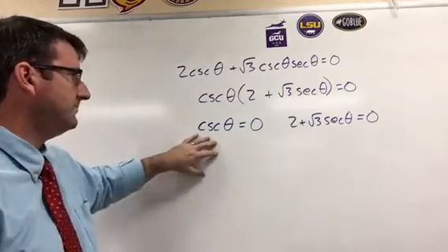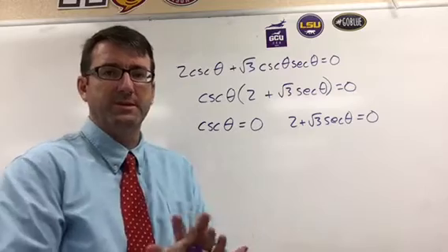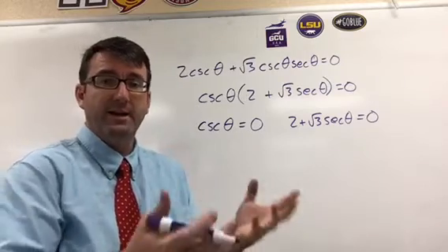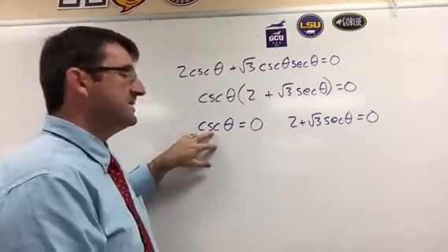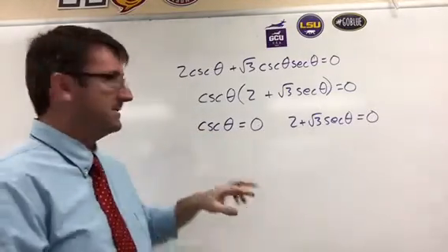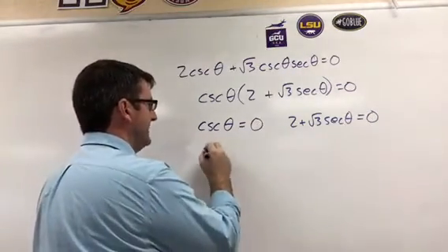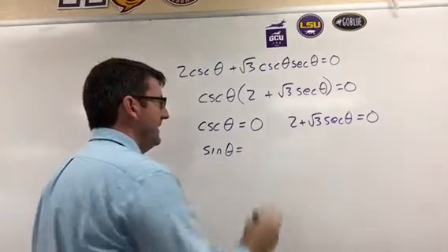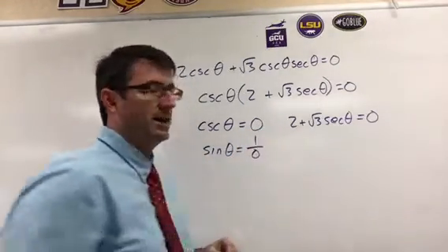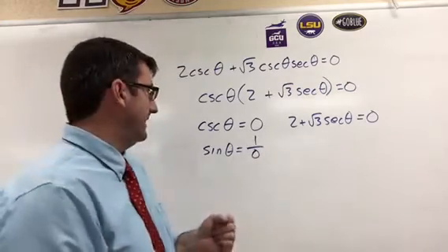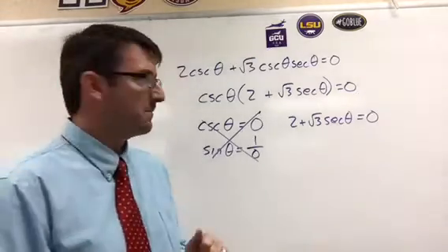All right, so when we have cosecant or secant, in order to find it on our unit circle, we want to put this in terms of sine or cosine. Cosecant is the reciprocal of sine. So let's take the reciprocal of both sides here. So the reciprocal of cosecant is sine. Now the reciprocal of 0, well, that would be 1 over 0, which is a problem. We can't divide by 0, so this is not going to give us any solutions.